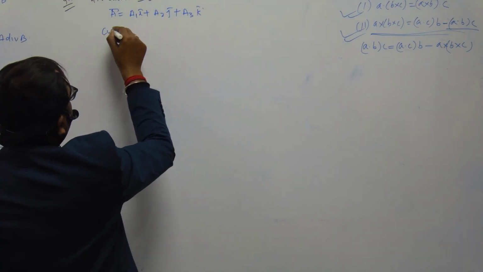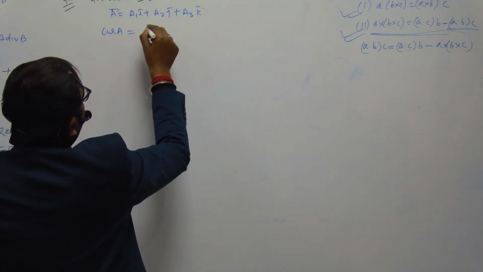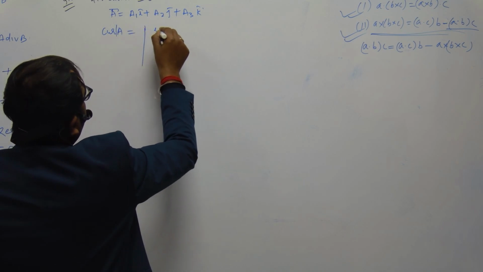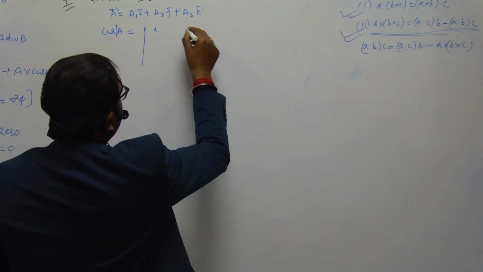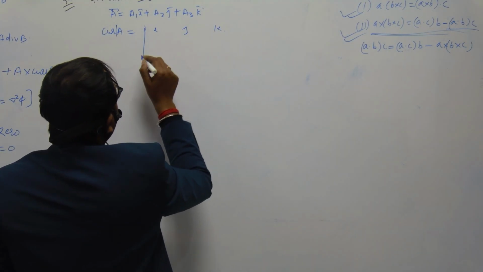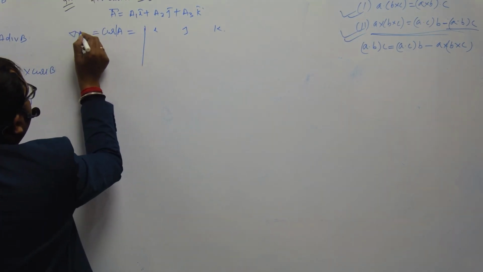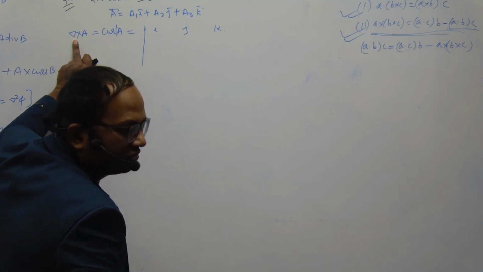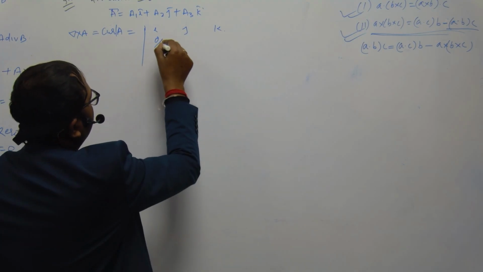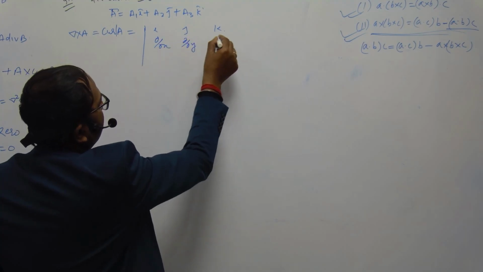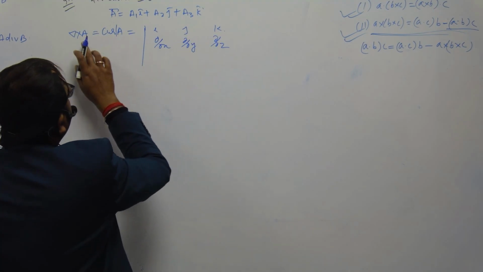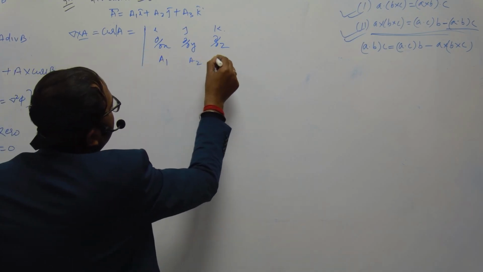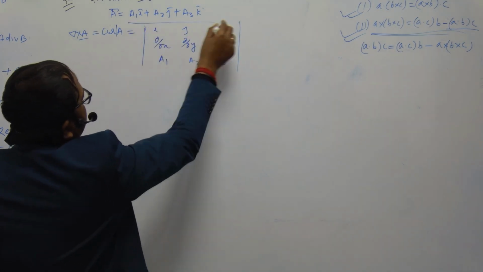So curl of A is del cross A. Let us take this in the determinant form: i, j, and k. Let us take the components of the first vector, that is the vector differential operator: del upon del x, del upon del y, and del upon del z. The second vector is A, so we have the components as A1, A2, and A3, because the A vector we have assumed as this one.